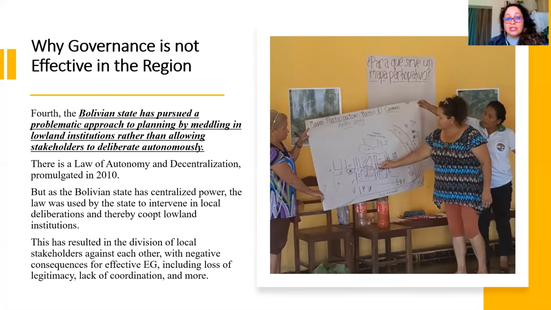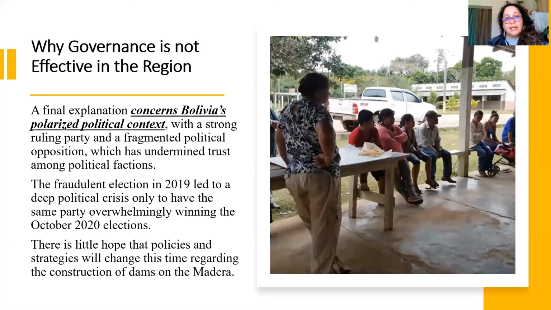So this has resulted in the division of the local stakeholders against each other, like a divide and conquer thing, with negative consequences for effective environmental governance, including loss of legitimacy, lack of coordination, and more.